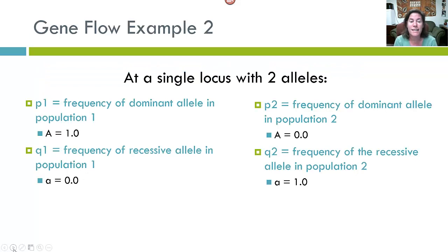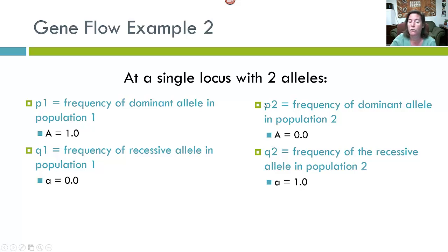So, at a single locus with two alleles, so we have a single spot on the chromosome and there are two alleles, the dominant and the recessive. In population 1, P1 constitutes the frequency of the dominant allele in population 1. And we already said in the previous slide that the frequency of the dominant allele in population 1 is 1, that all the individuals in population 1 have the dominant allele. We also said that the frequency of the recessive allele in population 1 is 0. So we have Q1 will equal 0, P1 will equal 1.